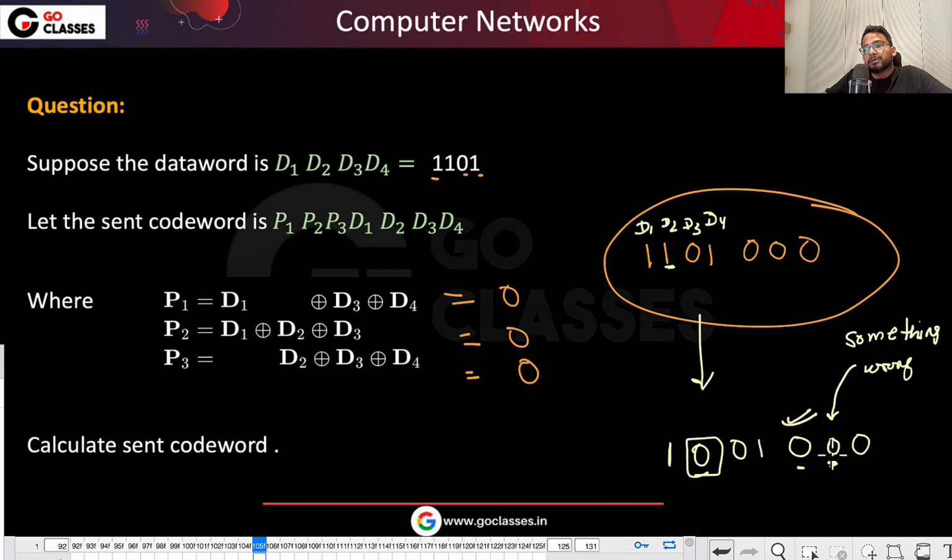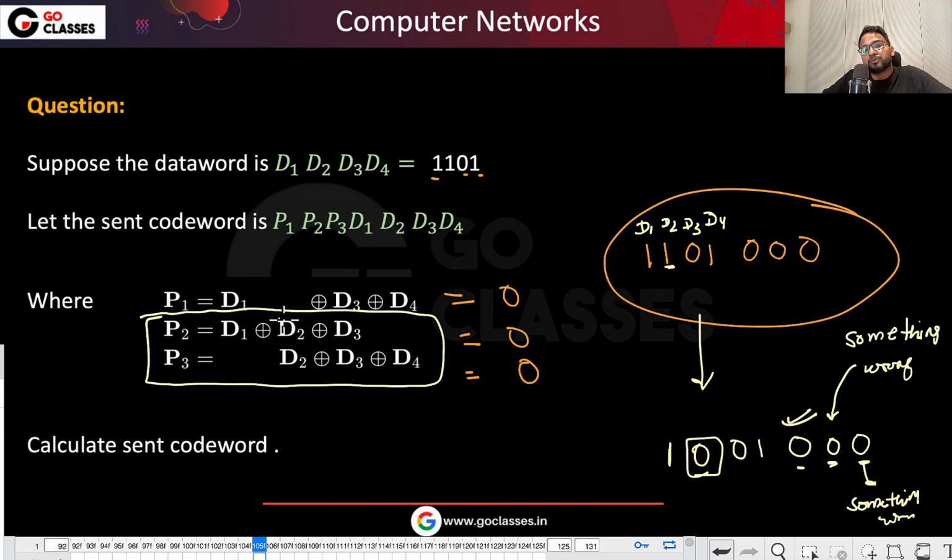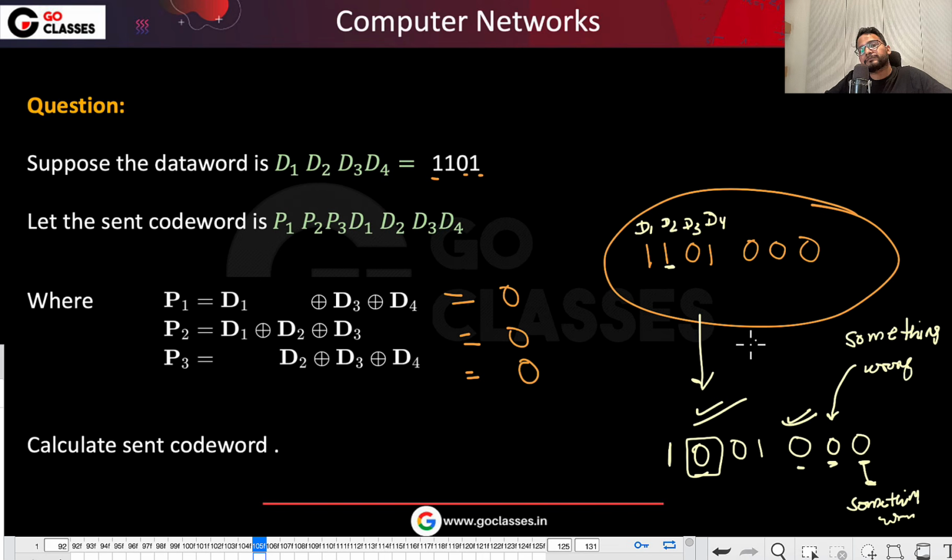Now, you will check P3. P3 is using D2, D3, D4. If you check D2, D3, D4, it is again coming out to 1. So P3 will again say something is wrong. So if these two are wrong, what is common between these two? D2 is common, which means D2 must be wrong. Okay, that's how we can correct also.